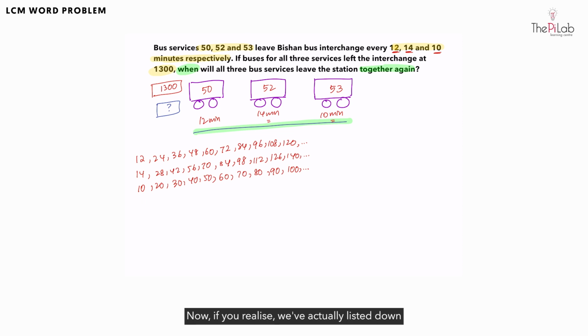Now, if you realize, we've actually listed down all the first 10 multiples of each number. And we still haven't found a common number. Okay, that common number is still a mystery. So at this stage, if you're going to continue by listing, you realize that it is very, very inefficient and it is very slow. So I'm going to share with you a much faster way. Actually, there are 2 faster ways. One is to go by the prime factorization way, and the second way is to go by the ladder method.